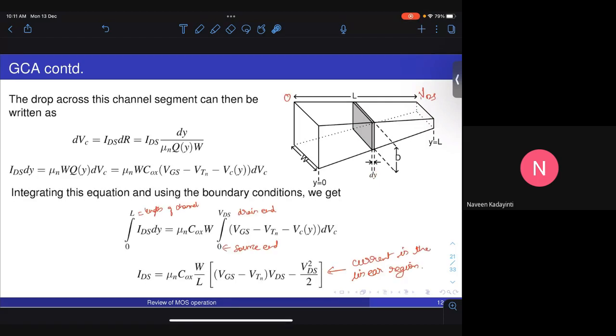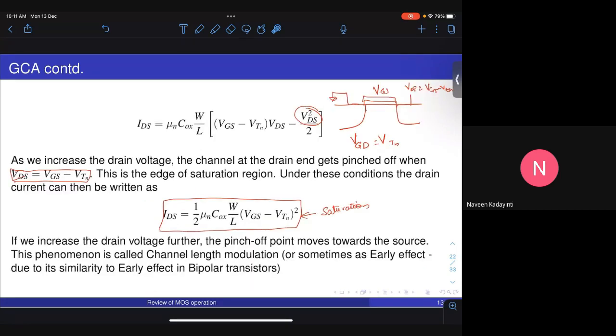Now integrating this expression from source to the drain, we get an expression for the current in the linear region, which is the famous expression that we all are familiar with. Now, at the edge of saturation, what happens is that VDS becomes equal to VGS minus VT. When VDS becomes equal to VGS minus VT, you are at the edge of saturation.